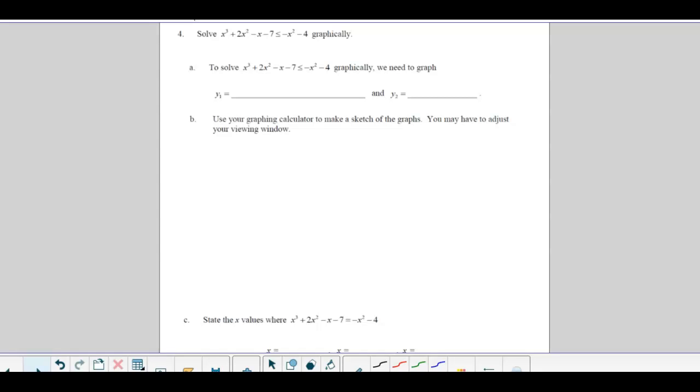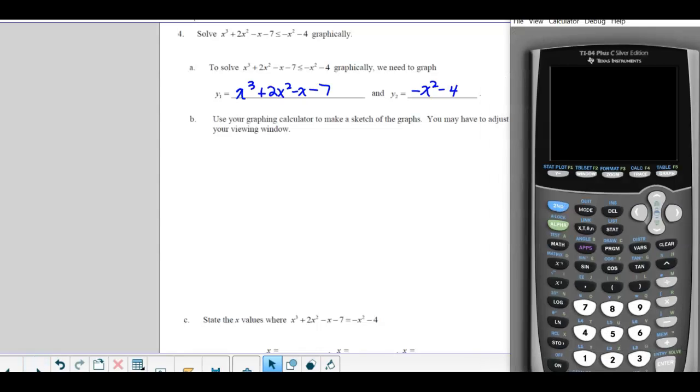So let's, don't turn over your page yet. We'll go through this one together. Yeah, okay. So question 4, do this graphically. So we're going to take the left side here and call it Y1, and the right side Y2. Get out your calculator and graph those.